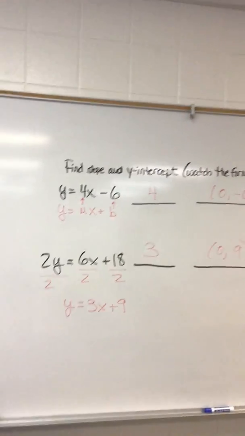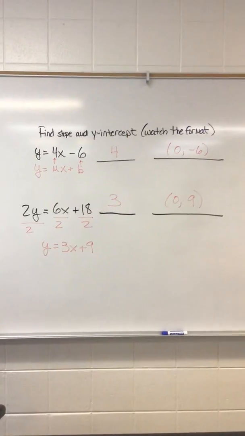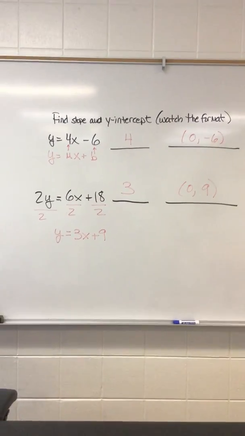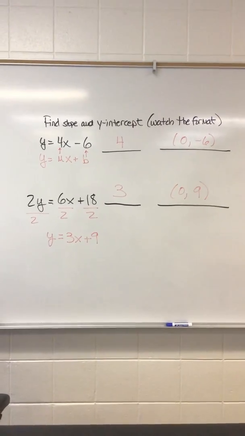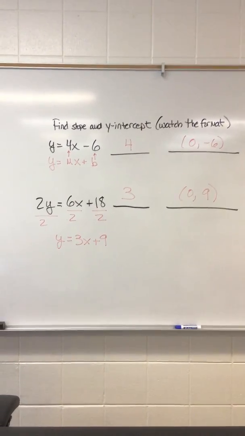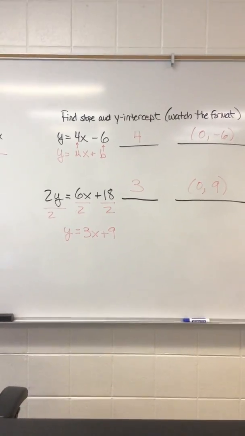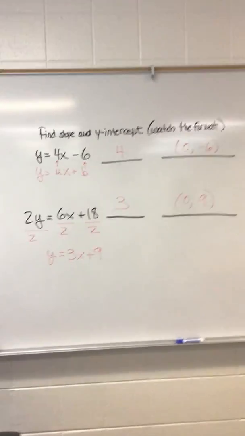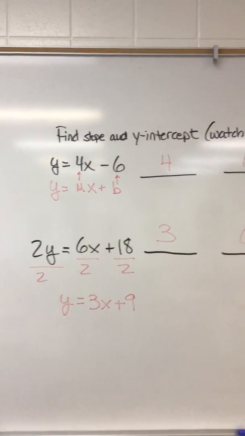Next questions. Find the slope and the y-intercept. And I gave you the warning to watch the format. So when we're talking about slope and intercept, we know that we're looking for the form y equals mx plus b, because that's where we can read our slope and our y-intercept. So the first equation was already in that form. We've got y equals 4x minus 6.